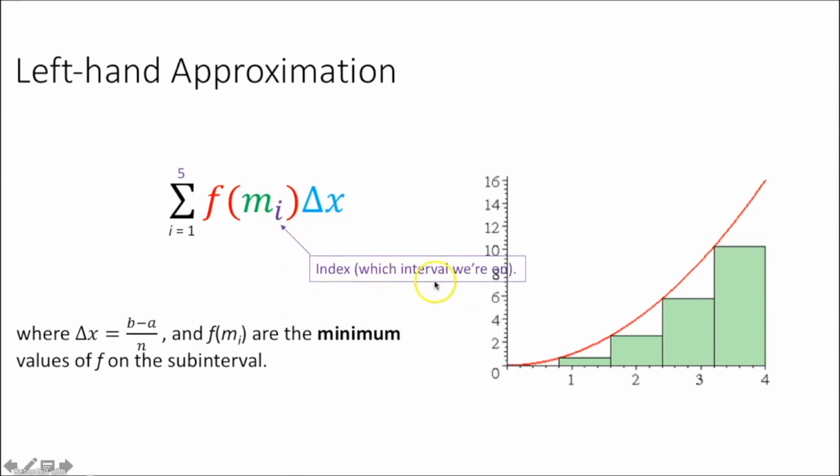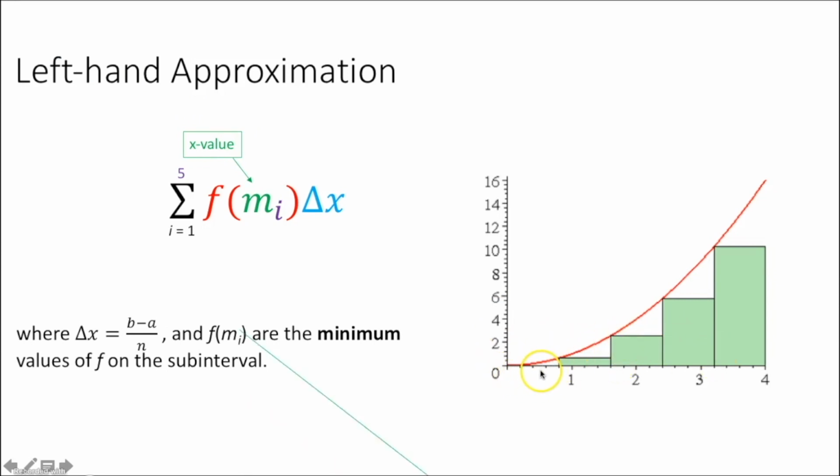That indicates which subinterval you're on. So here we have 1 subinterval, 2 subintervals, 3 subintervals, 4, and then 5. Now, the m is going to represent which x value you're going to plug in. And we said if you're using a left-hand approximation, you're going to plug in the left endpoint for each of these subintervals. So on this first subinterval, you would plug in this x value.